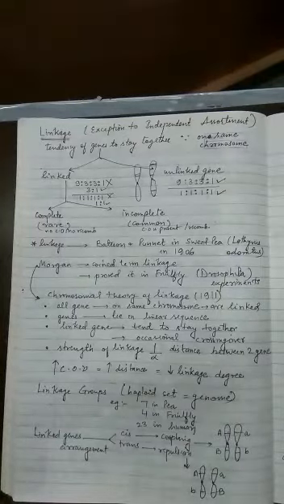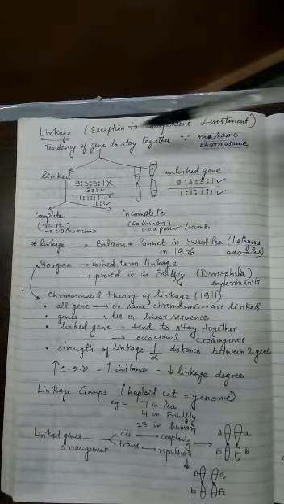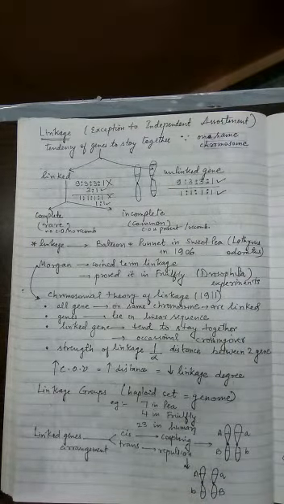Now let's understand from the notes. The linkage is the exception to the independent assortment. So what is linkage? Tendency of the genes to stay together. And why are they staying together? Reason is they are present on the same chromosome.